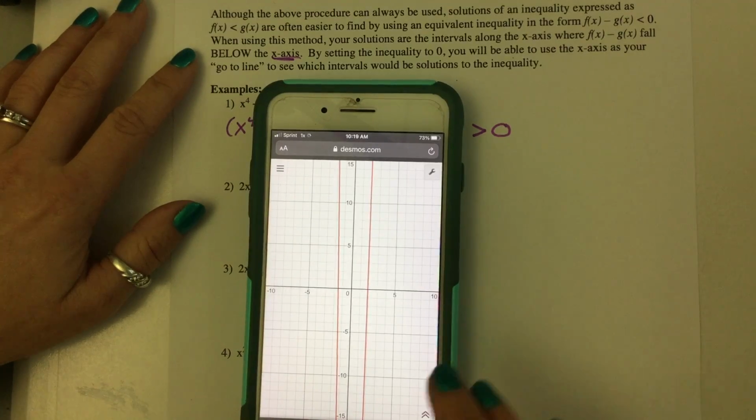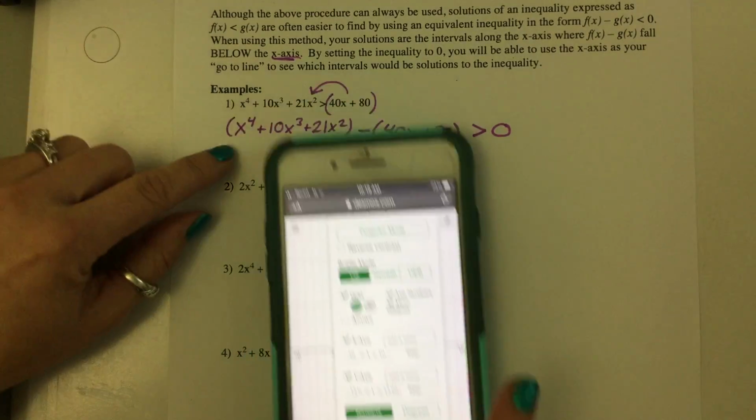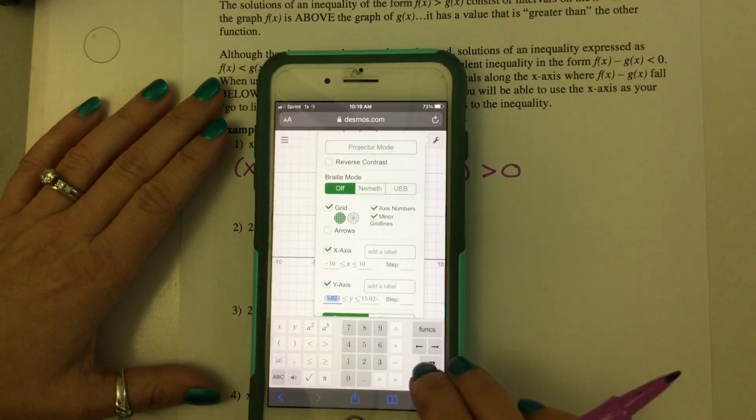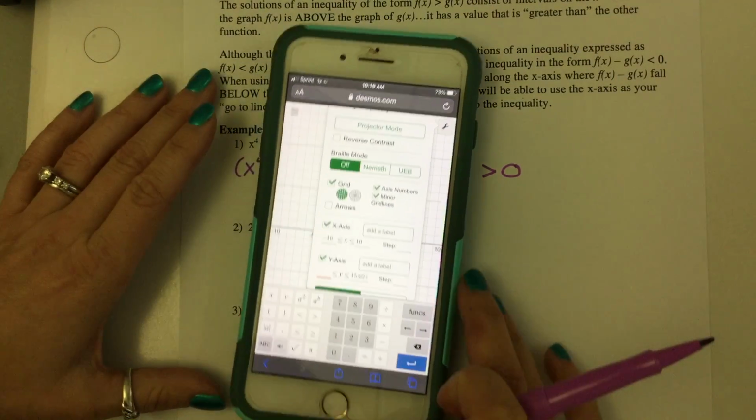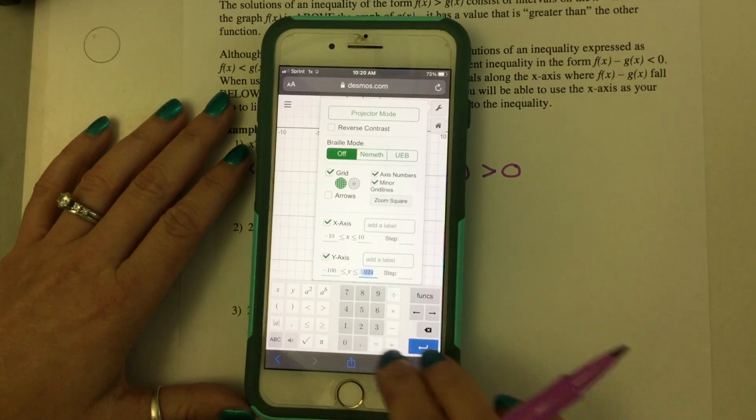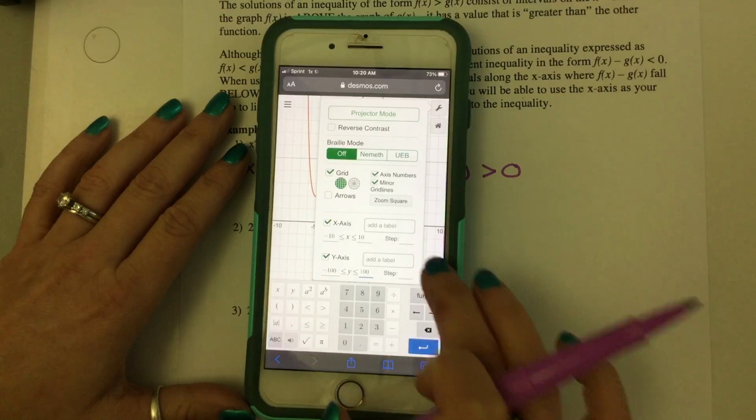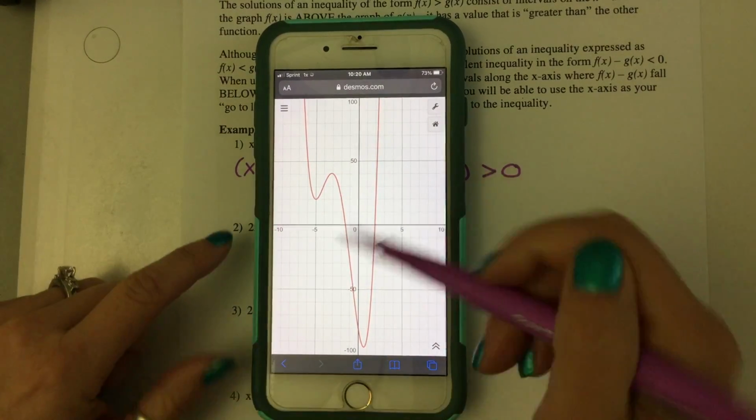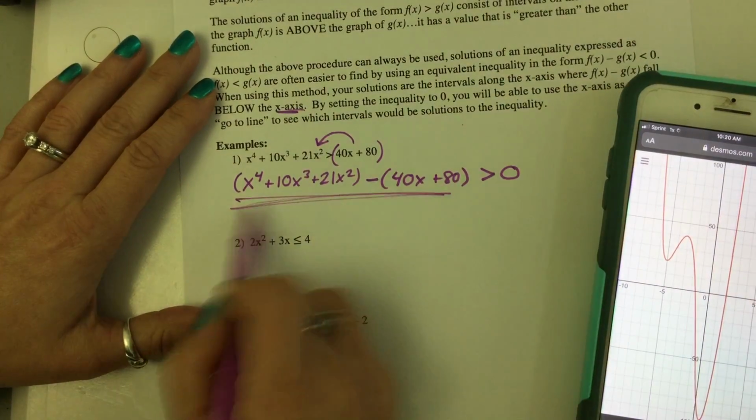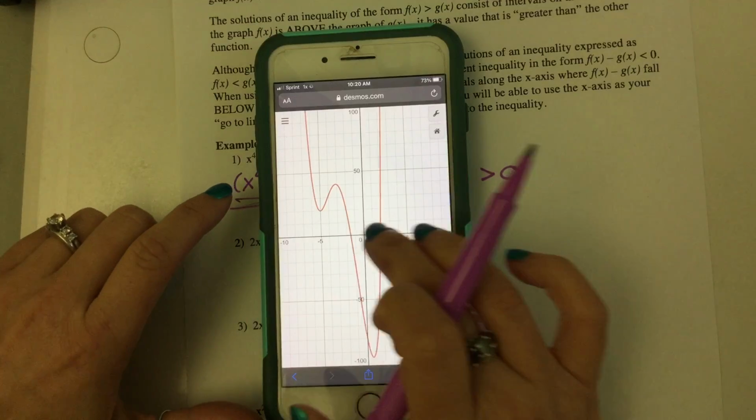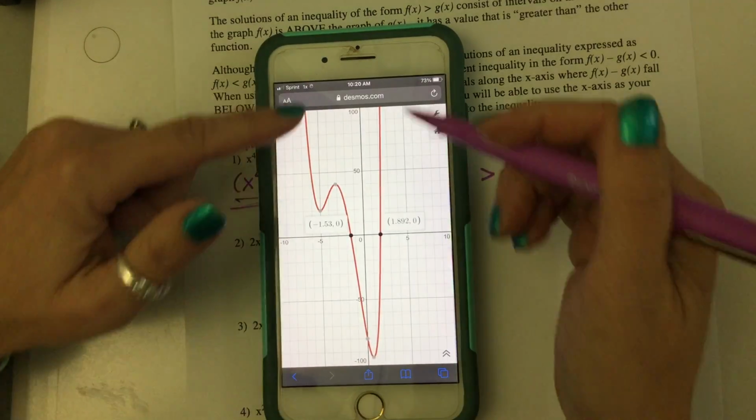Well, obviously this means I'm going to have to set my window. I do notice that I'm having plus 80 and that sort of thing, so I know that those are my vertical translations. So I'm going to go from negative 100 to positive 100. Okay, now here I can see the graph. So this is what it is. This is the graph of this side. We want to know when this is greater than 0, meaning when is it above the x-axis?